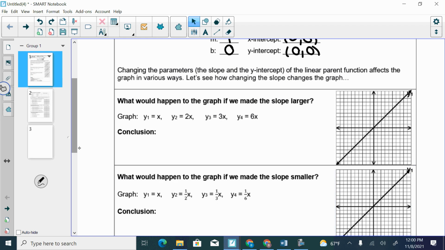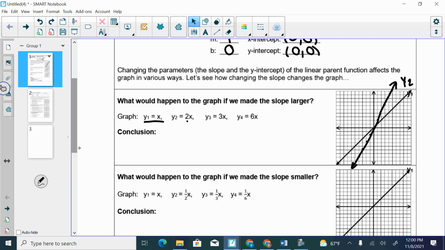So they already graphed y equals x for us, right? That's the parent function over there. Okay, then they want us to graph y equals 2x. Well, if my slope is 2, how much up and over am I going each time? Up 2 over 1. And we're still at 0, 0, right? So I just start at 0, 0, but just go up 2 and over 1. Okay, so there's a sketch of what y equals 2x would look like.